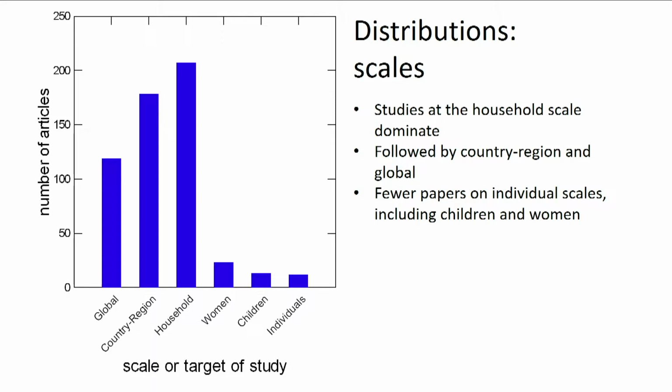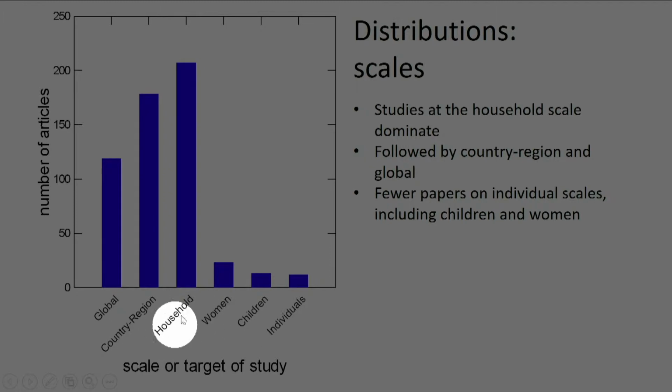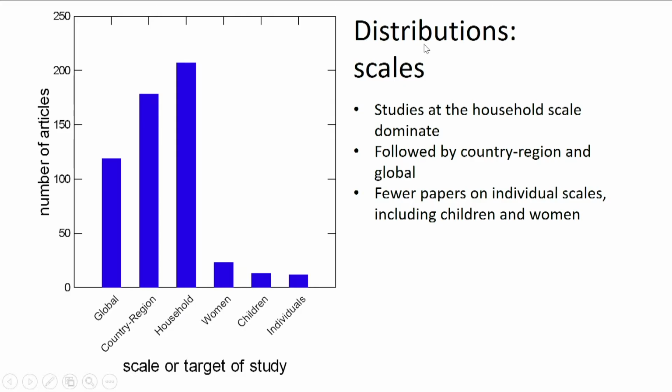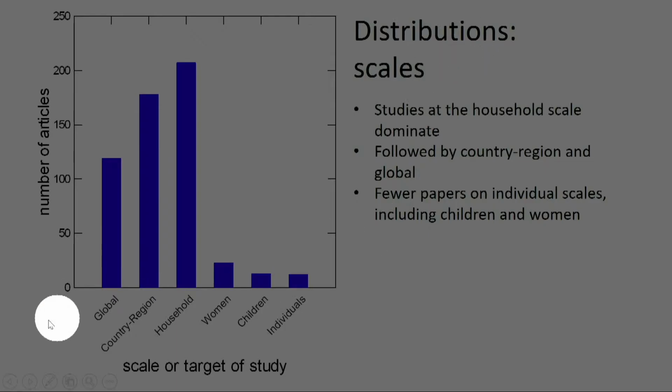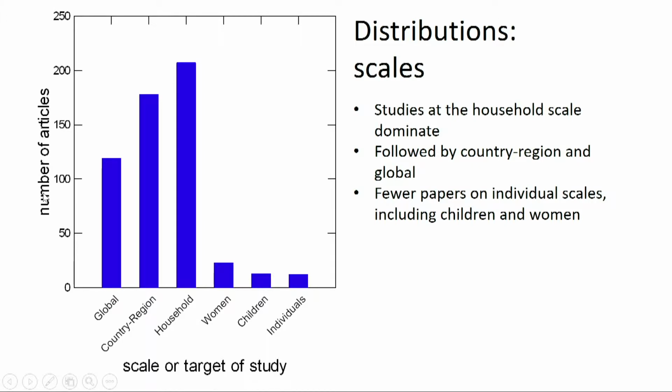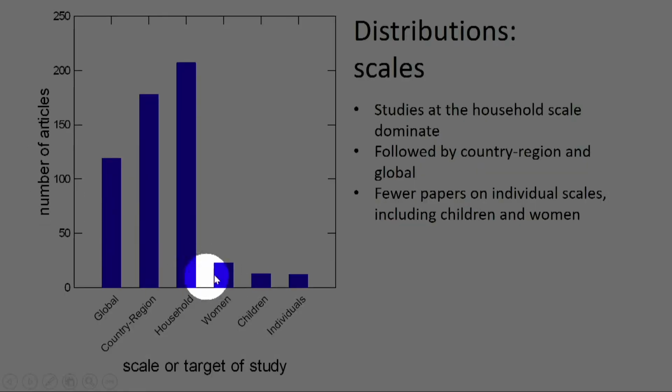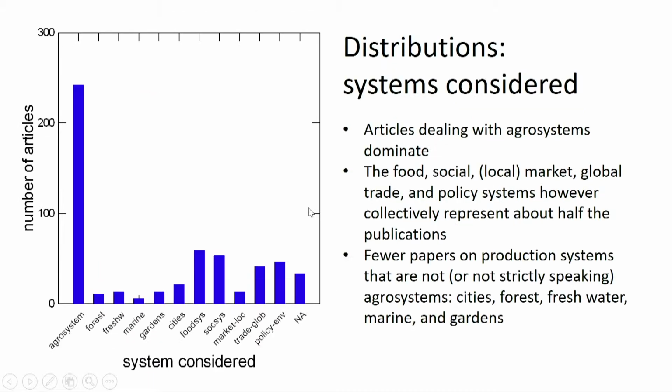In terms of scales, what are the targets of those articles? In terms of the scale which is considered in those articles, we see that there is a very large number of articles dealing with the household. The household scale is one of the favorite topics of the articles of the journal, but we see country, region, and global studies quite frequently. We see much less of articles in terms of individuals, women, children, or other individuals.